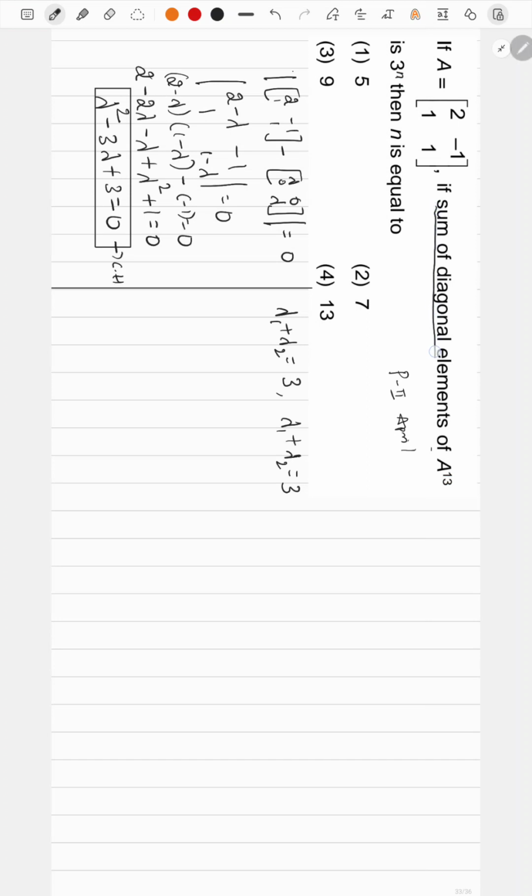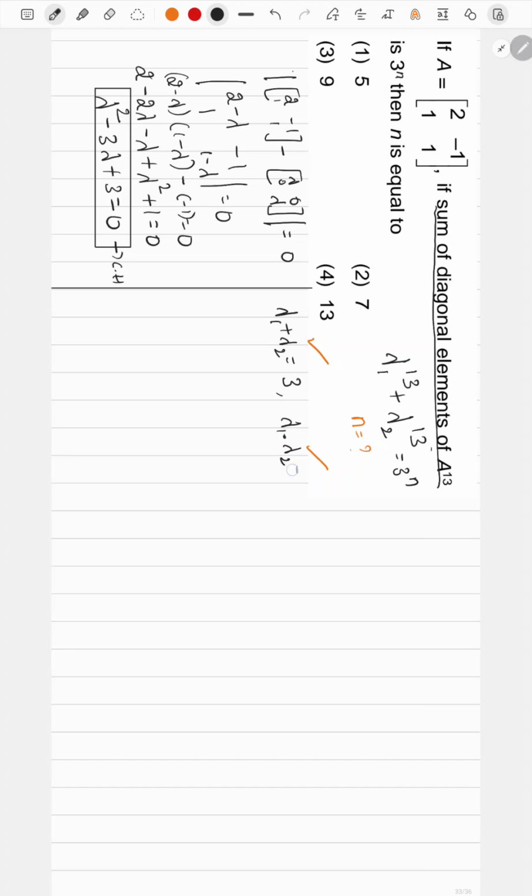Finally, what we need to find is the sum of the diagonal elements of A power 13, which is nothing but lambda 1 power 13 plus lambda 2 power 13. That is what we need to find, and it is given that this is equal to 3 power n, so we need to find the value of n. Once you have lambda 1 plus lambda 2 equal to 3 and lambda 1 times lambda 2 equal to 3, one is the sum of the roots and the other is the product of the roots.